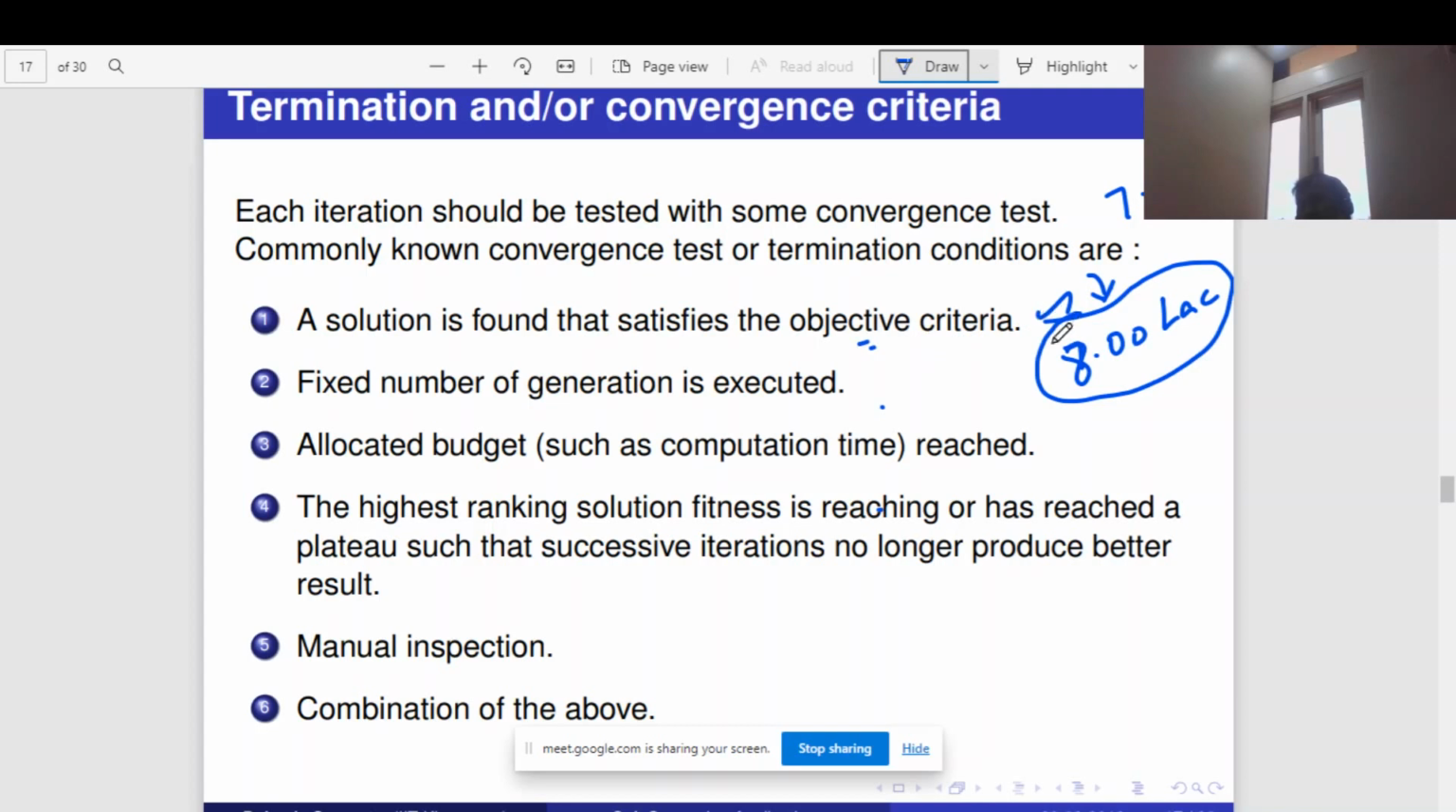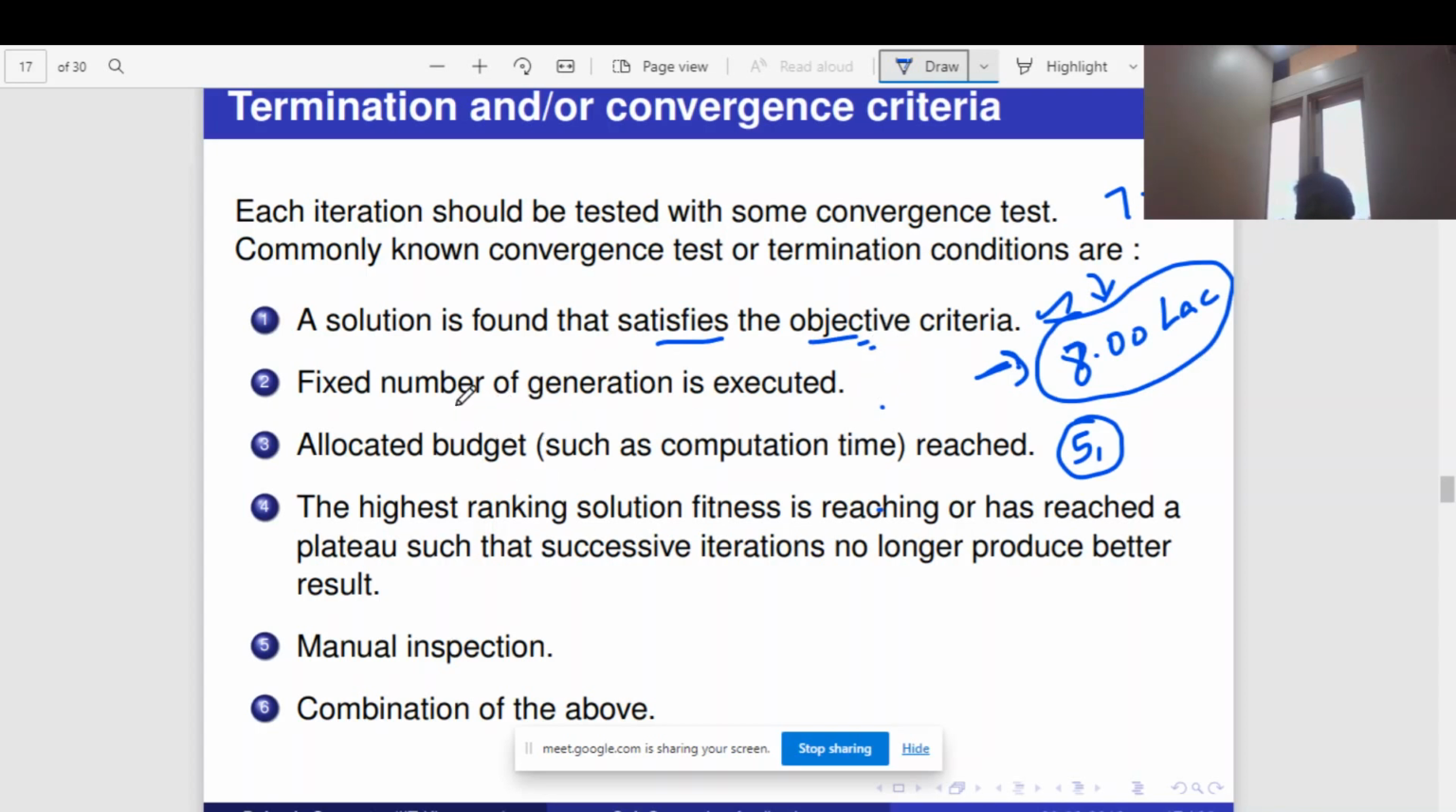Or say you are getting this 8 lakh package immediately, but if you work another 5 years, you may get a package of 15 lakhs. But there is that extra 5 year condition, so probably you may go with this. That is what is called the solution being found that meets the objective criteria.